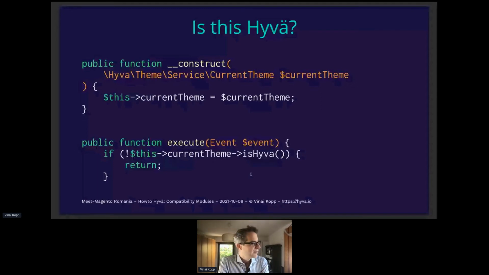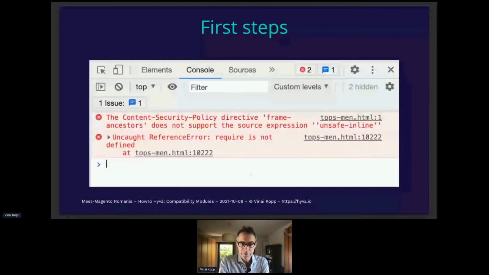So now that's just a bit of high-level overview. So how does it actually look working through making a compatibility module? So the first thing that usually happens after I install a Luma module and open a Hyvä store view is I see an error message in the browser console. The second one is the one I'm after: ReferenceError: require is not defined.